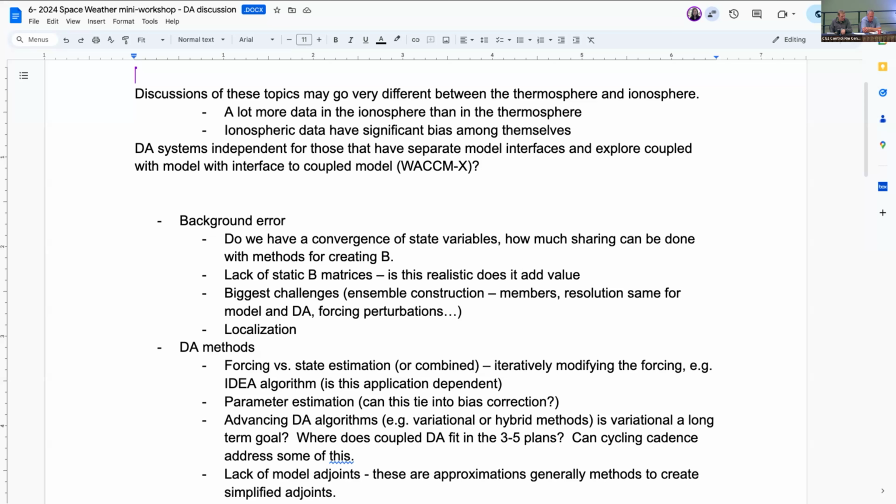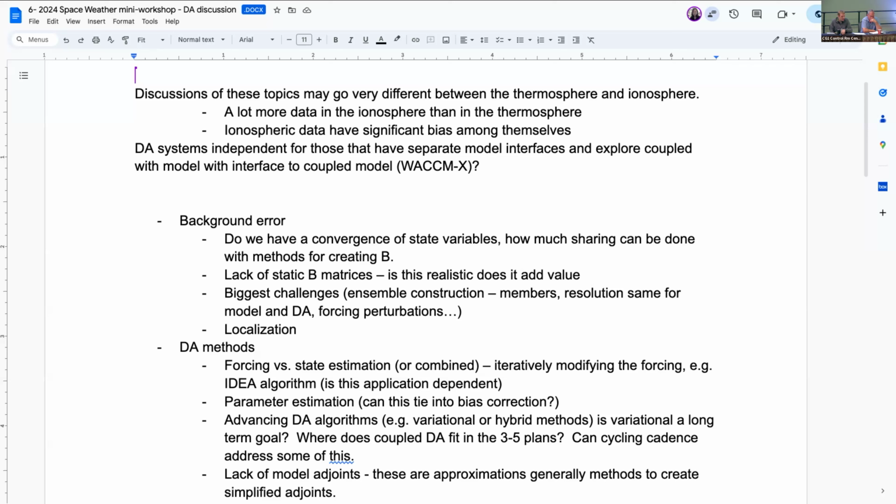And we put in a few comments here. One is doing forcing versus state estimation. There's kind of two different groups doing different things. Some doing just forcing estimation, some doing just state estimation. And I think the NRL group is maybe the first to be doing both. But if you're doing both, there could be some issues in terms of how you separate where things go. And then, how you really do the parameter estimation, could this be built into a bias correction?